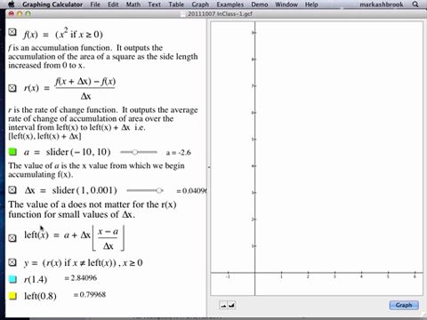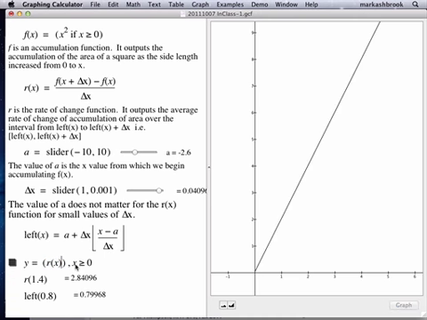Okay, and so we all saw where that was heading, right? But now, what about this now? Yeah, we don't need this anymore because, if our delta x is so small, okay.